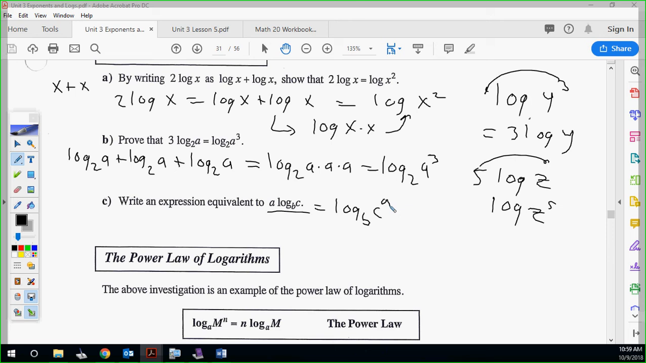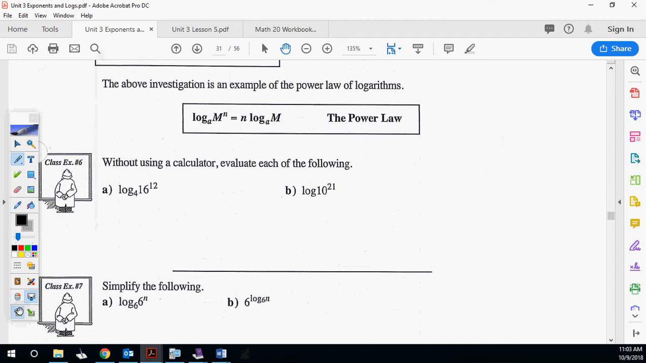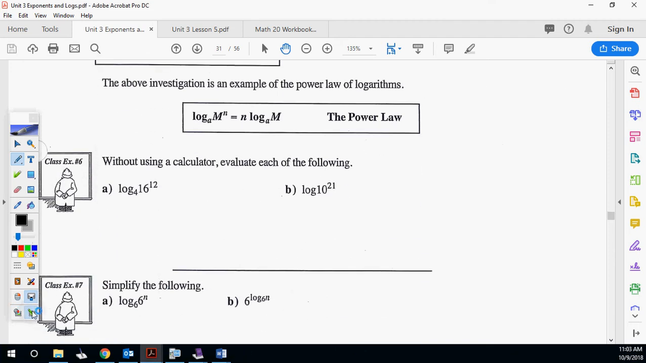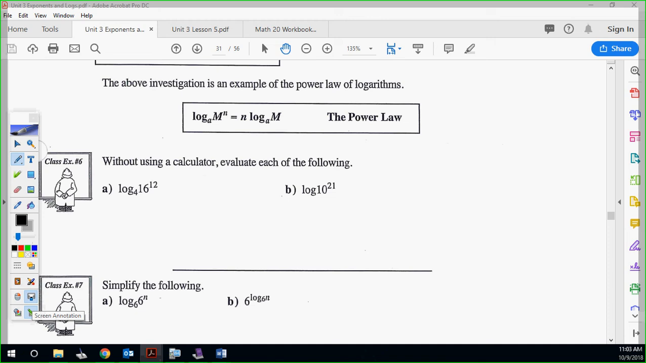So those are the main laws, guys. Product law, quotient law, power law. Okay? That's the main focus here. So let's go ahead and do these. Now, obviously the power law you want to highlight, go ahead. That's important. Okay? Well, let's get to it.